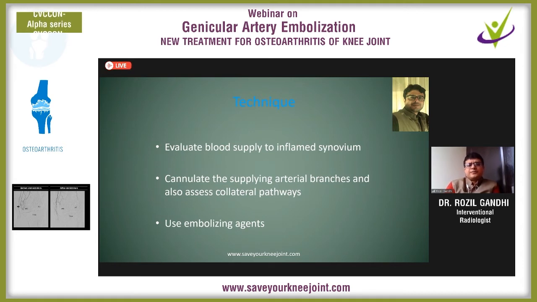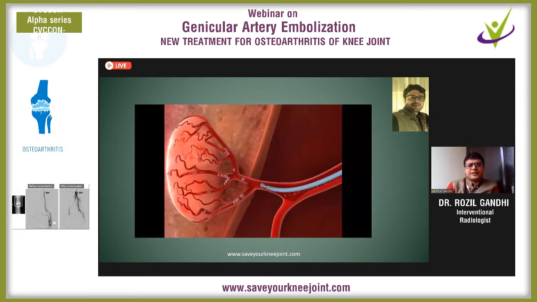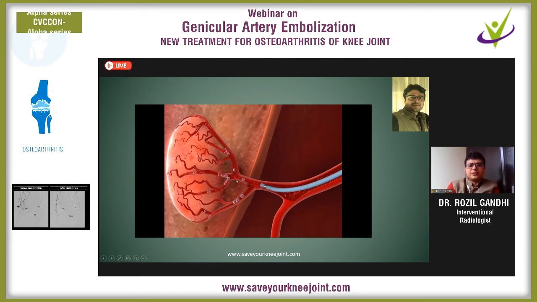Doing an angiogram, we evaluate the blood supply of the inflamed synovium and super selectively cannulate the branches. This is how the particulate matter go into the capillaries. This is the neovascularity, and it embolizes it. It closes off at capillary level. So the main trunk of the artery is always patent.